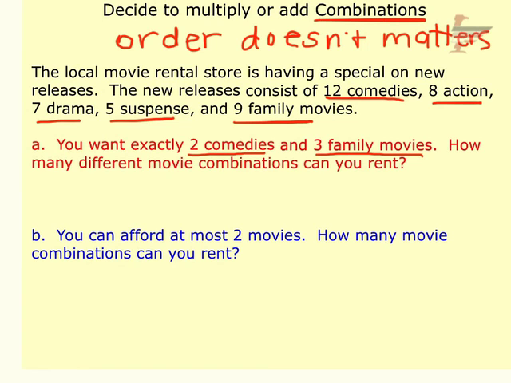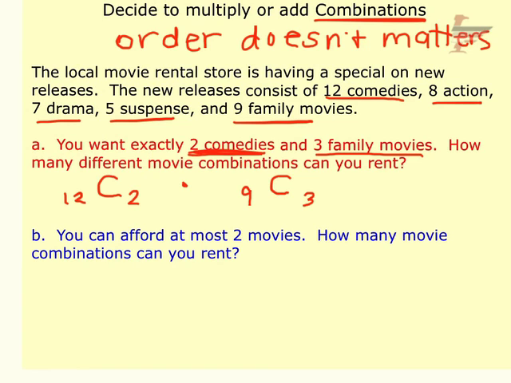So if I want exactly 2 comedies, I know I have 12 comedies and I want 2 of them. So I'm going to do 12 C 2, and that's going to give me all the ways I can pick 2 of the 12 comedies if order doesn't matter, hence C. Then I want 3 family movies, so I have 9 of those, and I want 3. So 9 choose 3. Then I'm going to multiply those together because the fundamental counting principle says take how many possibilities here times how many possibilities here.